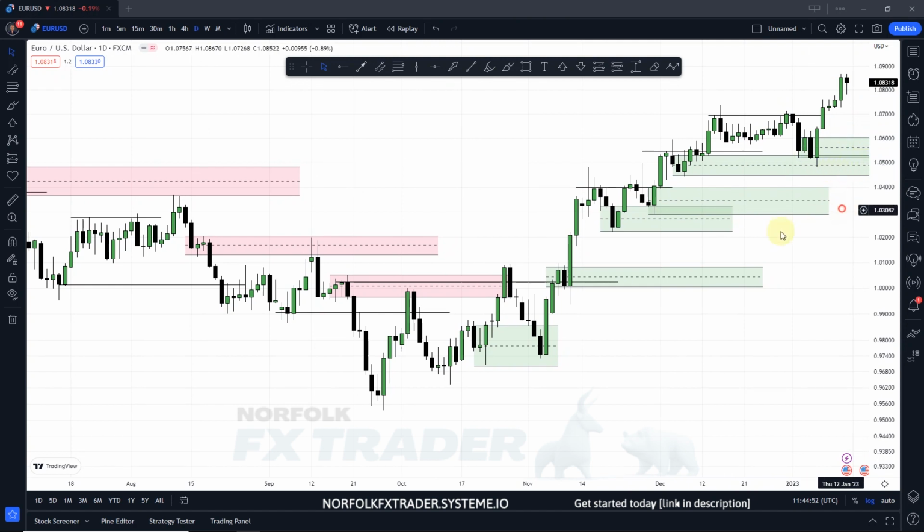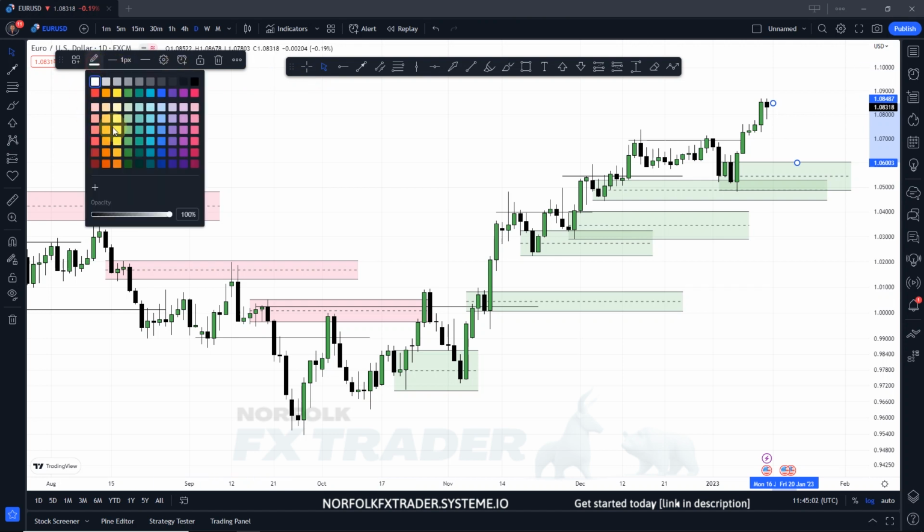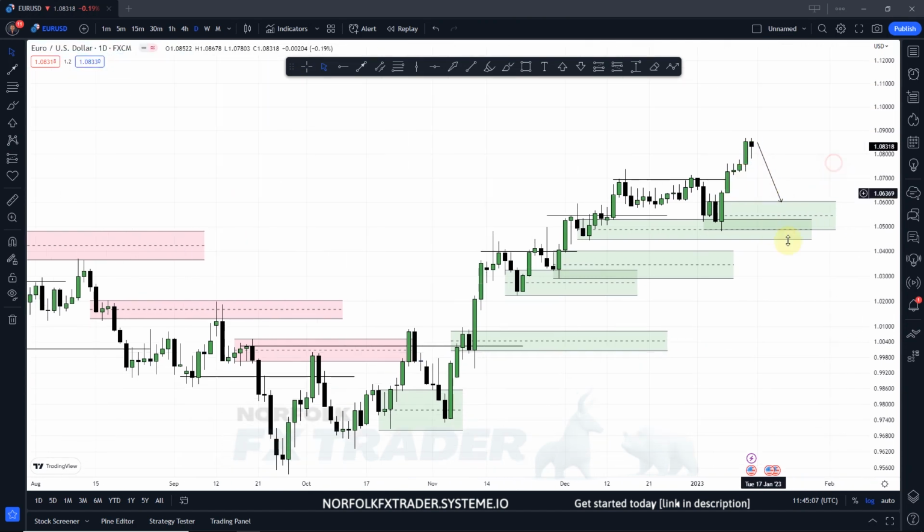and you can see this is a new area of demand we now have drawn. So basically, we'll now be looking for price to pull back to this area of demand. You'll be looking for any pullbacks from here back to this demand zone here, and you'll be looking for that entry. So you'll be looking for any pullbacks here for another long.